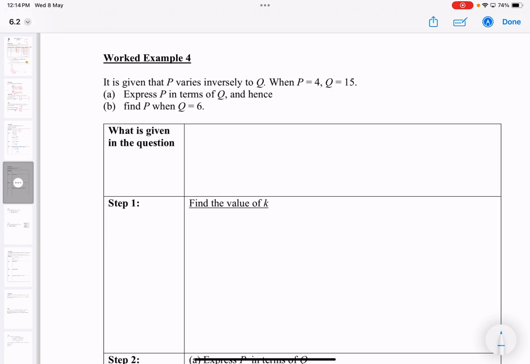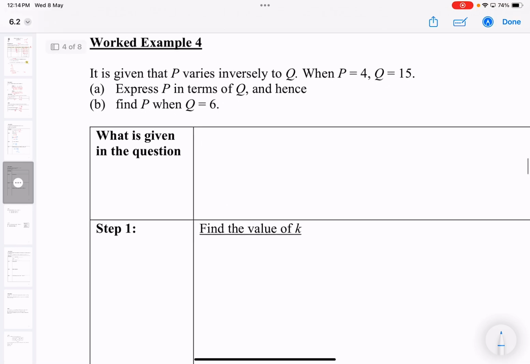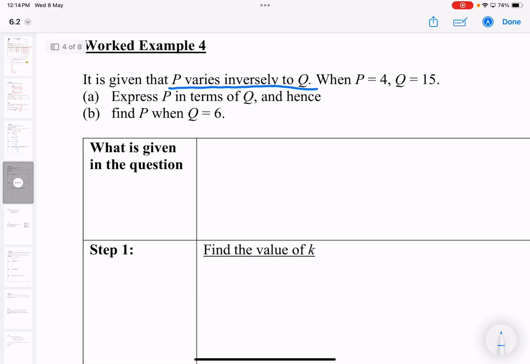Worked example number 4. Can you look at the next one? The first thing first, they tell us that P varies inversely with Q. So in the space that is provided over here, I want you to write down the equation. How do we change this mathematical statement into a mathematical equation? P varies inversely to Q.